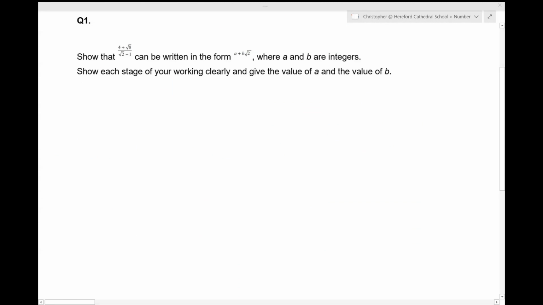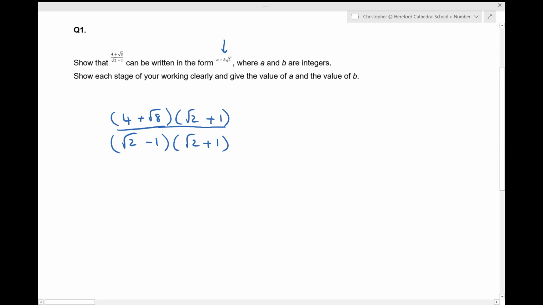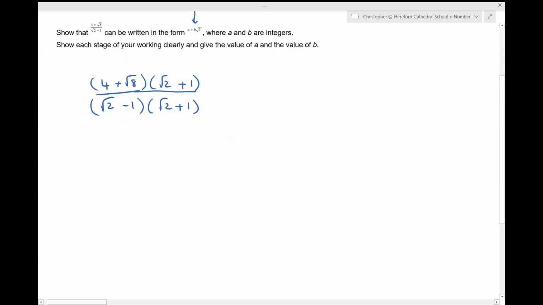Question 1. In this question, I start with 4 plus root 8 over root 2 minus 1, and I'm asked to write it in the form a plus b root 2. Well, let's start off by rationalising the denominator, multiplying top and bottom by root 2 plus 1. Okay, now let's be very sure we get this right. So let's take the numerator over here and work it out separately and carefully.